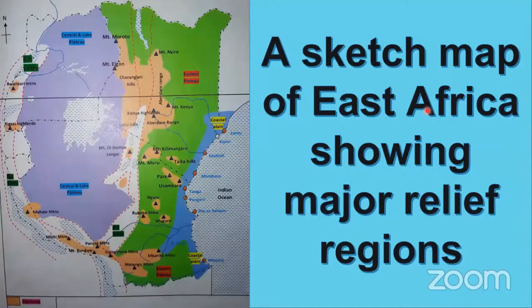So I have a sketch map here of those mountains. If the mountain that you have in mind is not on this map, okay? This map shows all the relief regions, the mountains in Kenya. We have the Cherangani Hills, the Kenya Highlands, the Aberdare Ranges, Mount Kenya. So all of them are just right here.